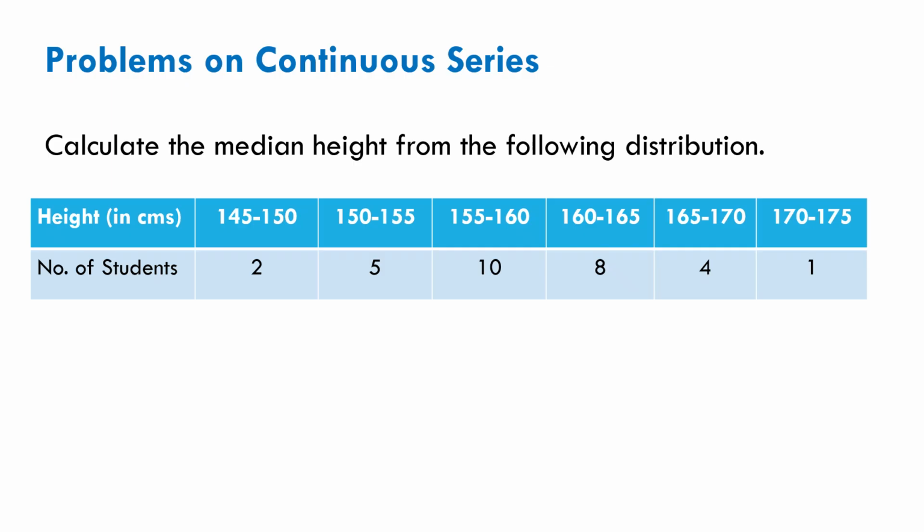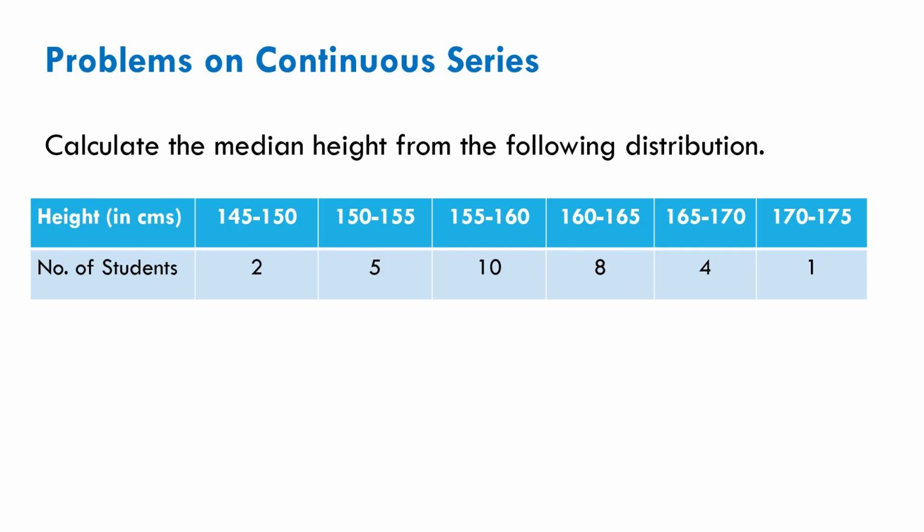Here the data is given as height in centimeters in the form of intervals, starting from 145 to 150, 150 to 155, and so on, and ending with 170 to 175. So it is given in the form of intervals. That is why we refer to it as a continuous series. And they have provided the details of the number of students for each height.